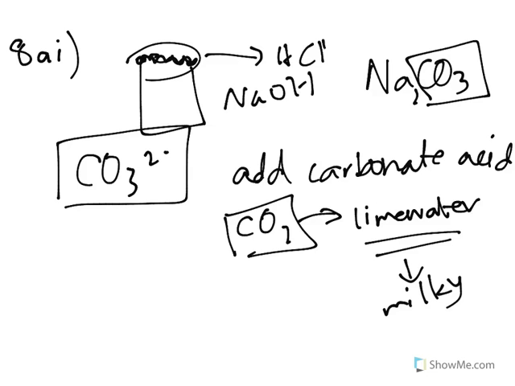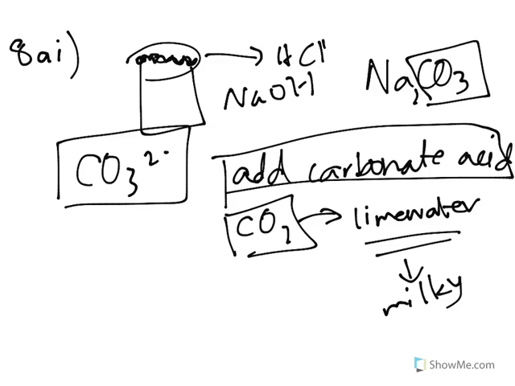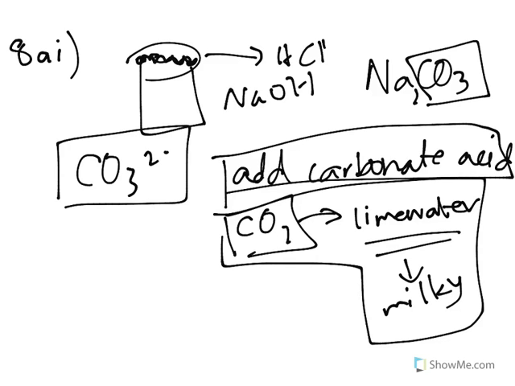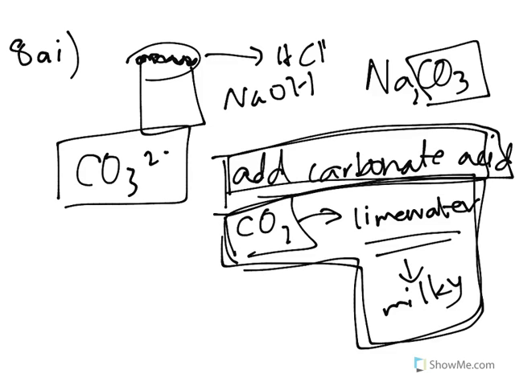So the test to see whether this solid is a carbonate is you add the carbonate to an acid, and you collect the gas produced and add it to lime water, which will turn milky. So that is the test, and that's a positive result. So the test is to add the carbonate to the acid, and the positive result is the gas produced will turn the lime water milky.